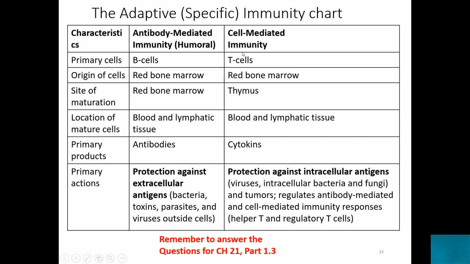Second type, cell-mediated immunity, is provided by T cells, which are born in red bone marrow, but then carried to the thymus for maturation, and they are also located in blood and lymphatic tissues, and primary products would be chemicals called cytokines. T cells and their products protect us against intracellular antigens, viruses, bacteria, and fungi located inside of the cells. Also, they protect us against tumors.